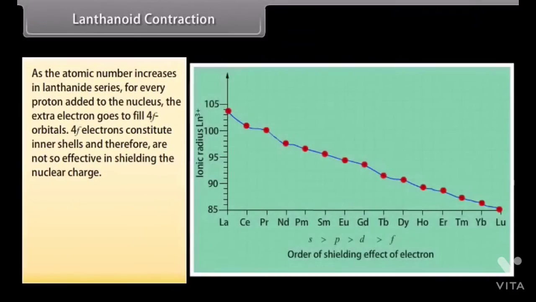As the atomic number increases in the lanthanoid series, for every proton added to the nucleus, the extra electron goes to fill 4f orbitals.